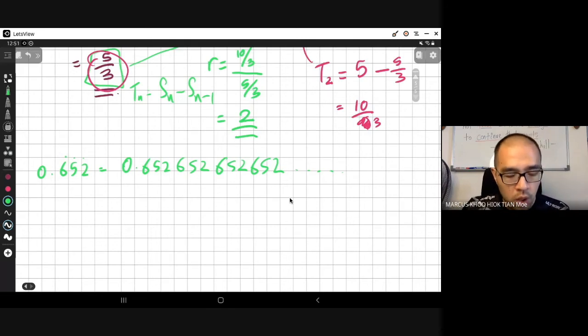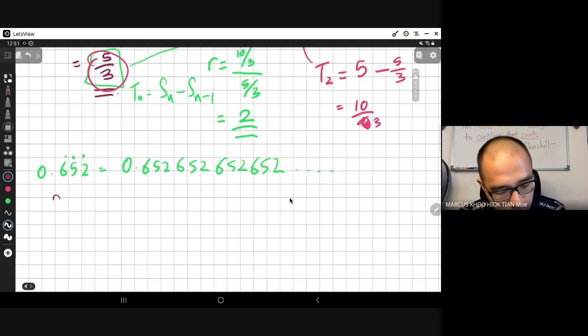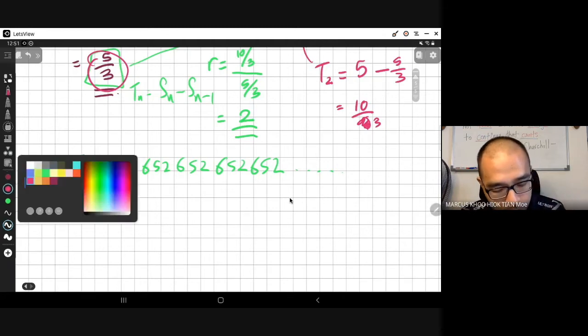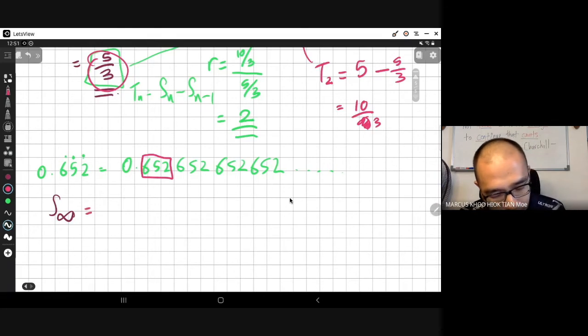Now, since this is exam, if this is a normal class, I usually won't teach this. But since this is exam, I'm going to give you the shortcut method. So the shortcut method will be, of course, the S infinity. The repeating numbers are 652, 652, 652. So 652 are the 3 repeating numbers. Since there are 3 repeating numbers, our A is 0.652. The first set is the A.